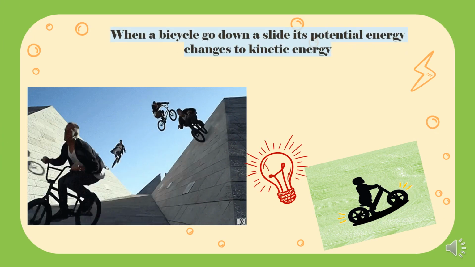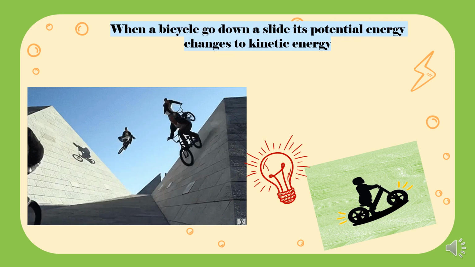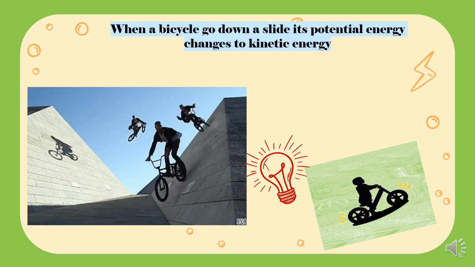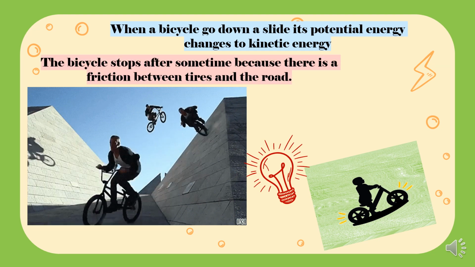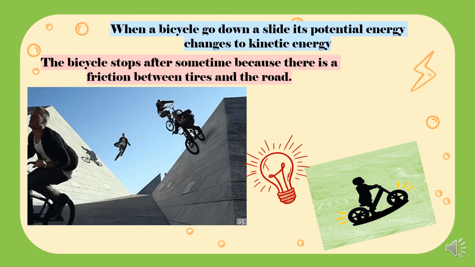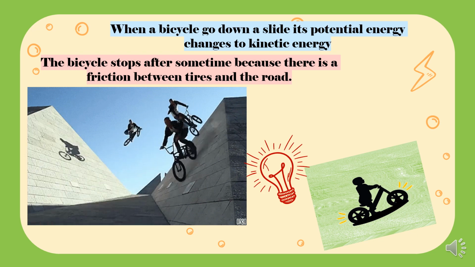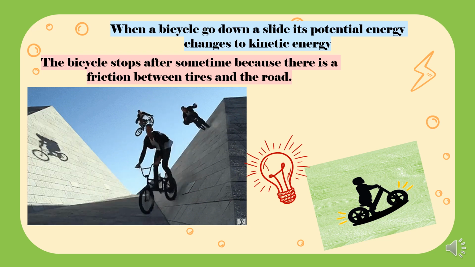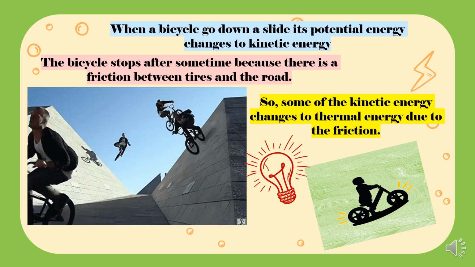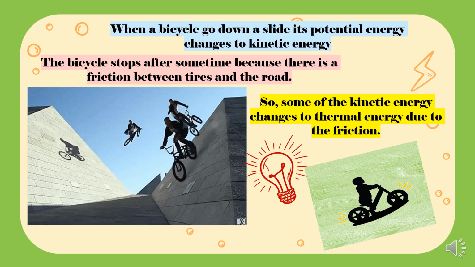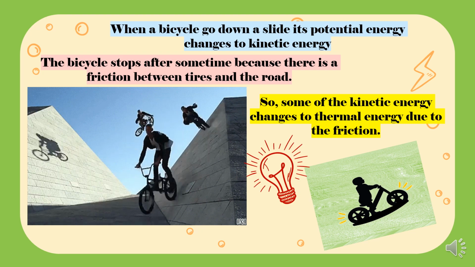The same happens in this picture. When a bicycle goes down a slide, its potential energy changes into kinetic energy. The bicycle stops after some time because there is a friction force between the tires of the bicycle and the road. So, some of the kinetic energy changes into thermal energy due to the friction force.